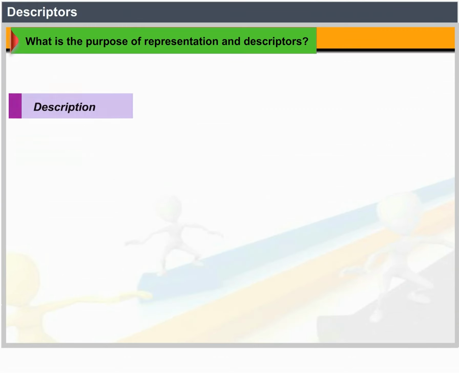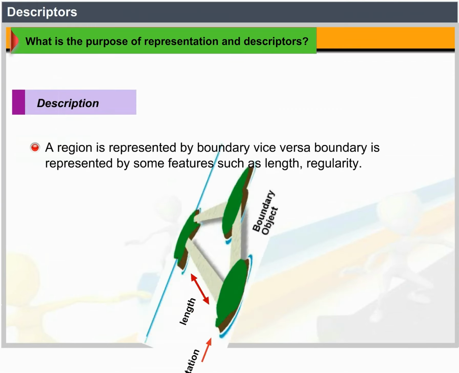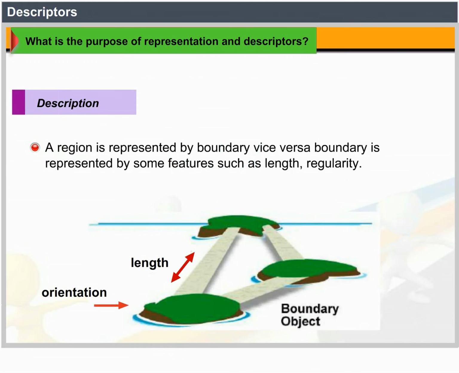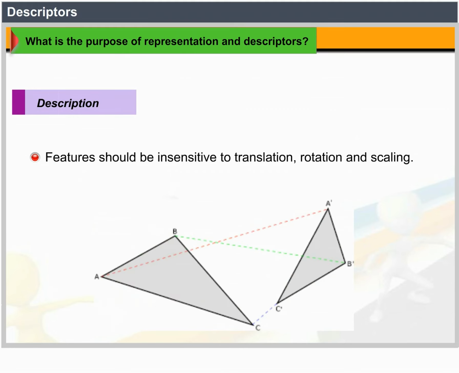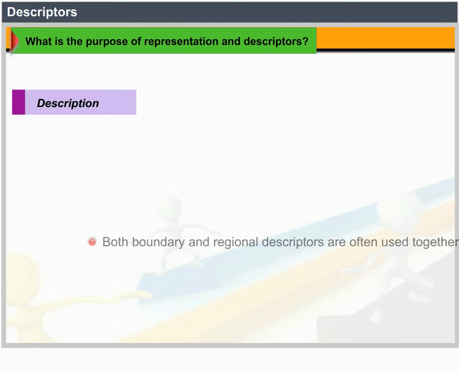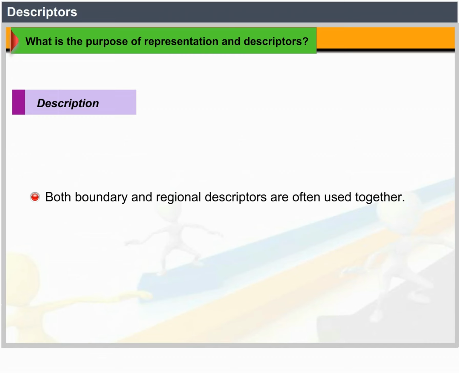Description. A region is represented by its boundary, and the boundary is represented by some features such as length and regularity. Features should be insensitive to translation, rotation, and scaling. Both boundary and regional descriptors are often used together.